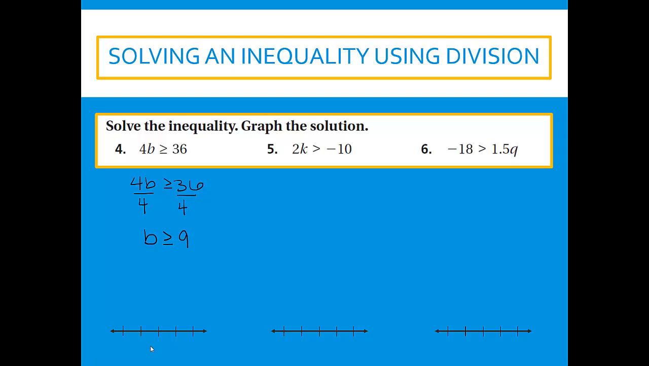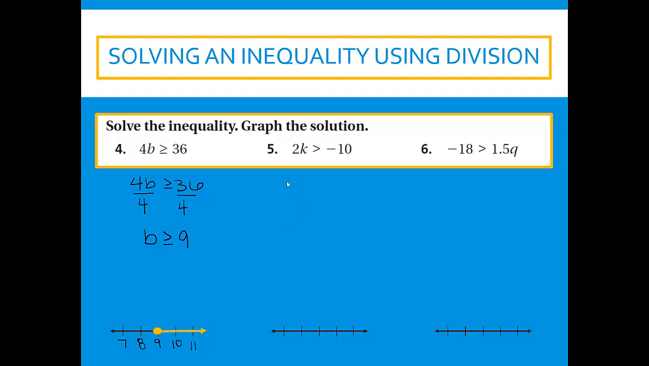Now we'll go ahead and fill out our number line. So we have 9, and then to the right we'd have 10 and 11, and to the left we have 8 and 7. Our symbol is greater than or equal to, which tells us we have a closed circle at 9, and the numbers that are greater than or equal to 9 would be the numbers to the right. So we will shade to the right.